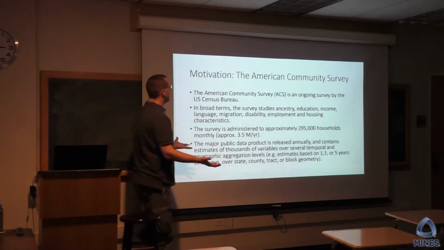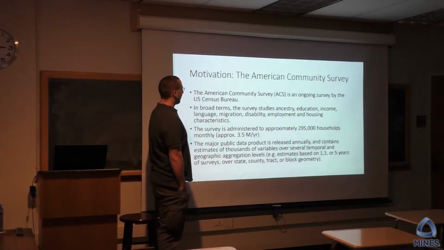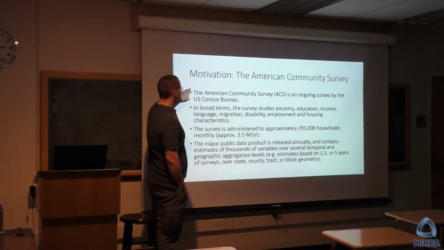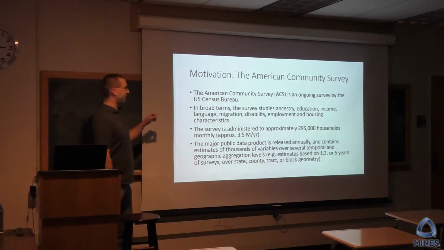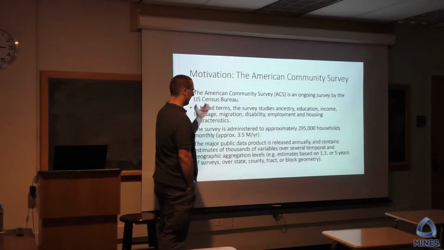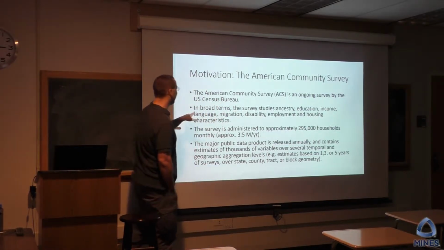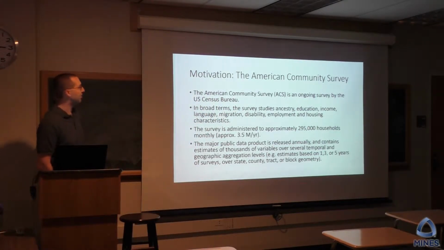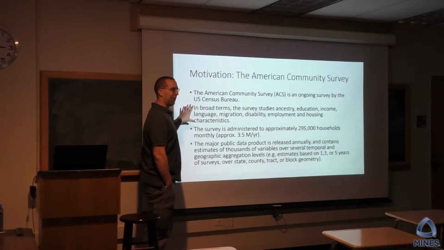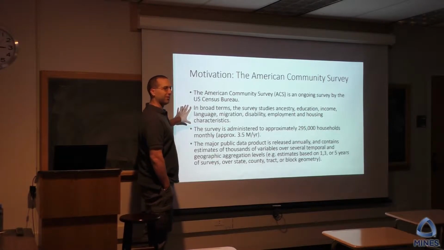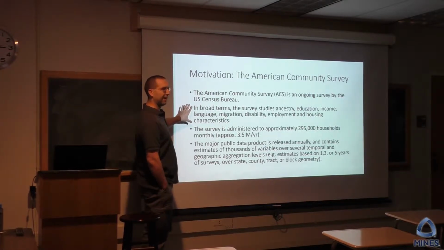A little bit of information about the ACS. It's been ongoing for decades now. It's run by the Census Bureau. It studies a lot of things, but if you want to classify them in terms of broad topics: ancestry, education, income, language, migration, disability, employment, and housing characteristics. We're talking a fairly broad set of variables here, right? If you were to download all of the ACS public data, you would have tens of thousands of variables. There's lots of stuff in there.